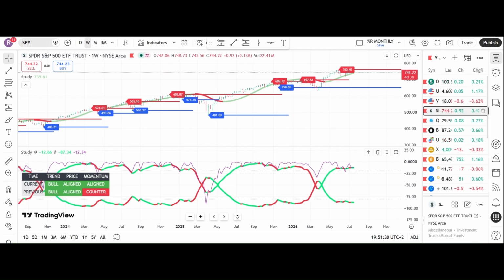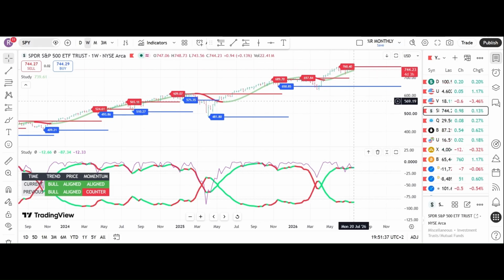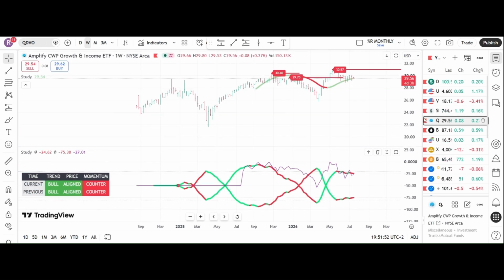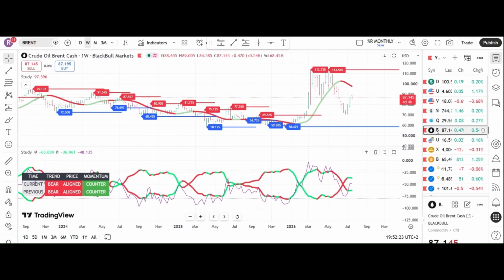Then we come to the S&P 500 ETF, and here we see that the bullish trend actually continued. Momentum now aligns with it, and we have an upward resistance at 760.40. And then we use also this growth and income ETF that more quickly shows changes. It didn't have that alignment that we saw on the S&P 500, but on the current time frame of this week, it still is in a counter trend towards the bull, so slightly bearish.